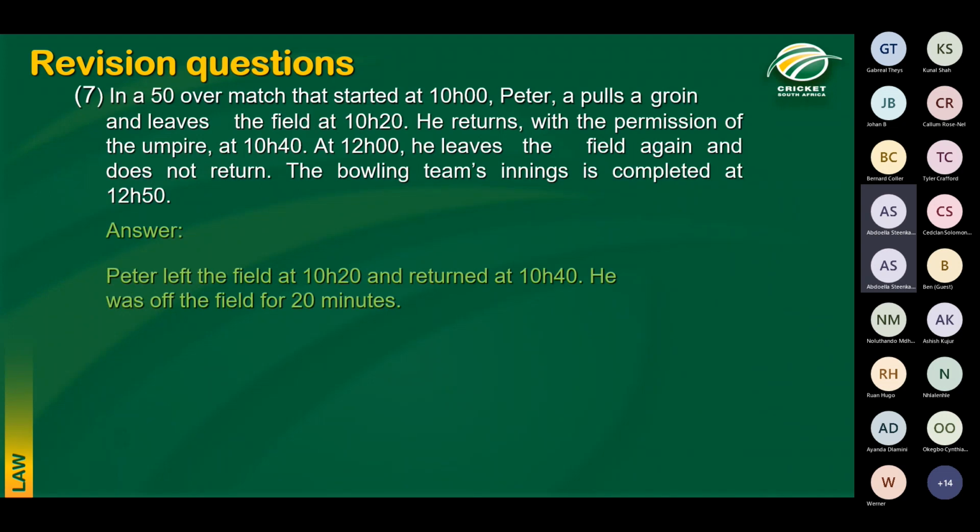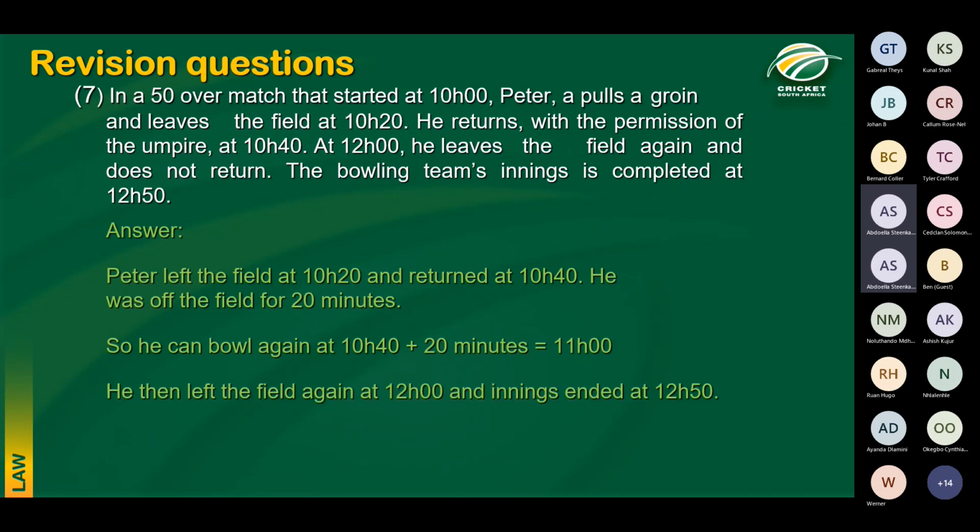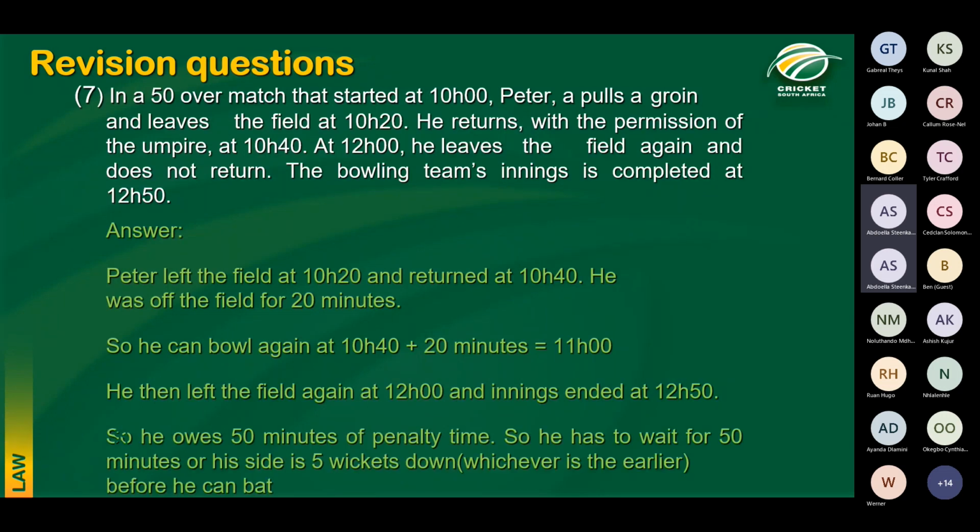So Peter left at 10:20 and returned at 10:40. So Peter was off for 20 minutes. So when can Peter bowl again? Return at 10:40, needs to be on the field for 20 minutes. So Peter can bowl again at 11 o'clock. Then secondly, Peter left again at 12 o'clock. The bowling team's innings was completed at 12:50, meaning Peter was off the field for 50 minutes.